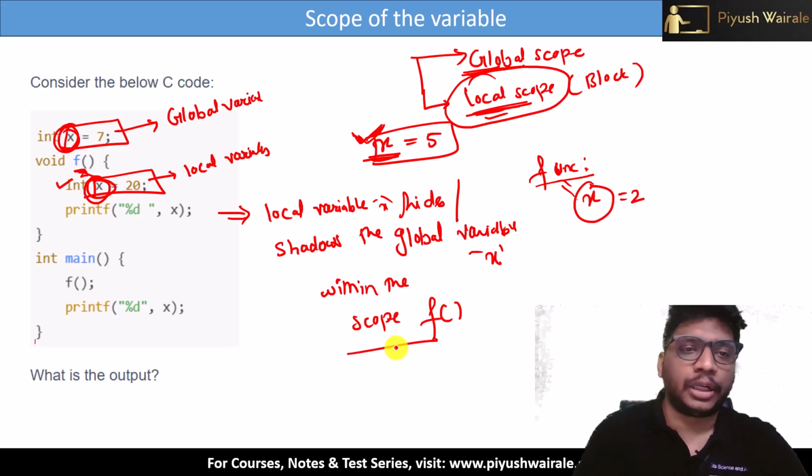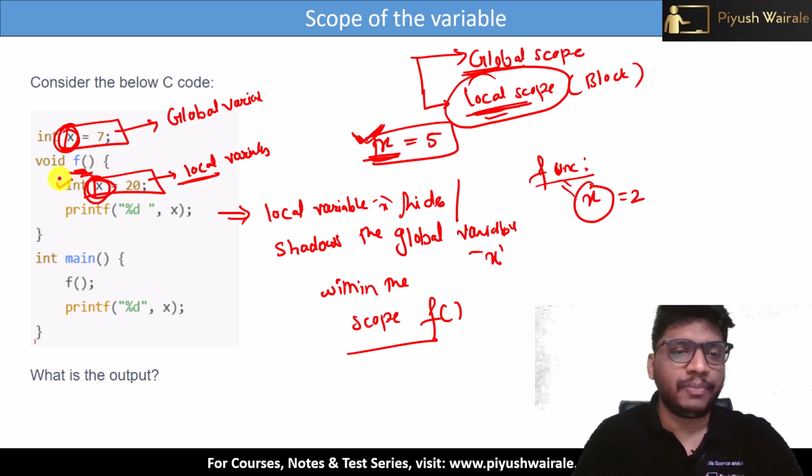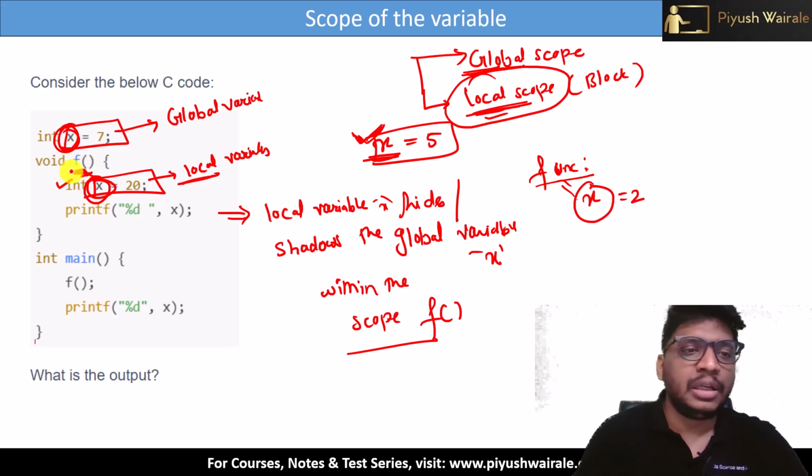This is very, very important. The scope of this local variable is limited to this particular function only. I hope you understand this one. Now here we are printing this variable printf %d, right? So %d, and then here we have x. What is the value of x? That is what we are going to print here.